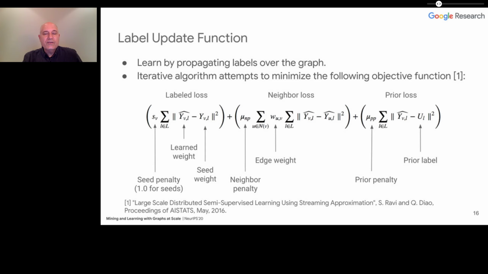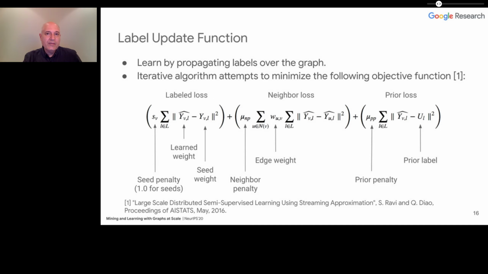So I've already described that we do label propagation over the graph, and we use an iterative algorithm. And the goal of this iterative algorithm is to minimize a loss function. The loss function shown here has three high-level components to it. One is, on the left, the label loss, which is for the nodes that have ground truth associated with them. We compare the learned label. We try and minimize the difference between the learned label and the seed label weights.